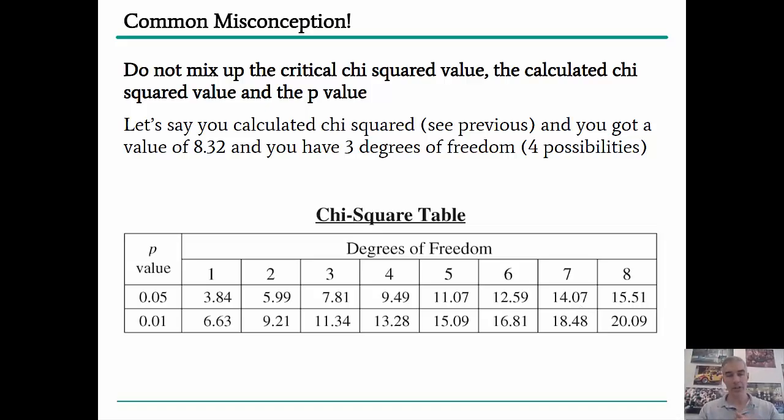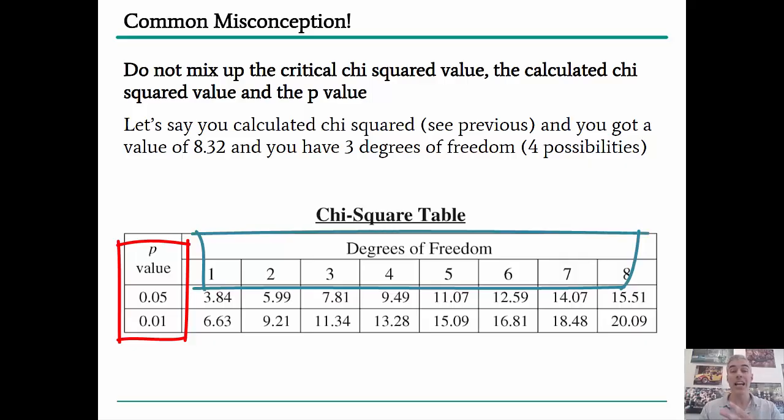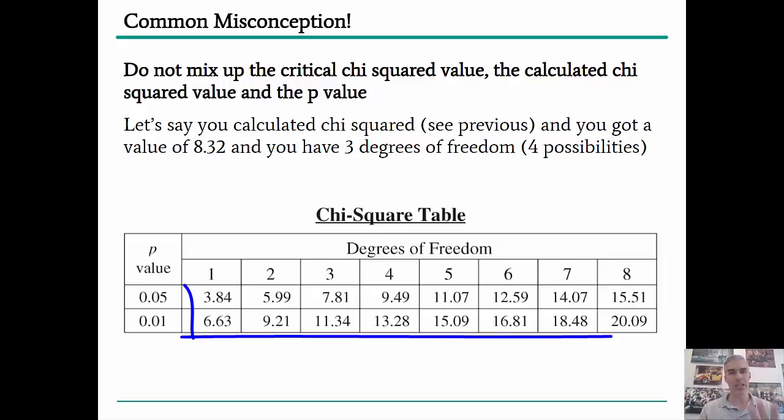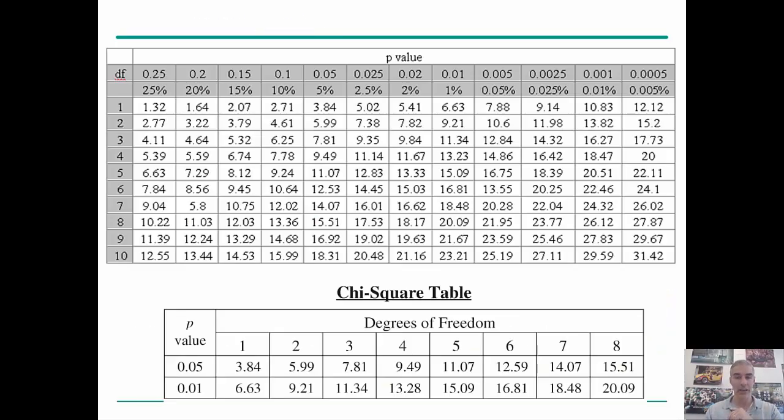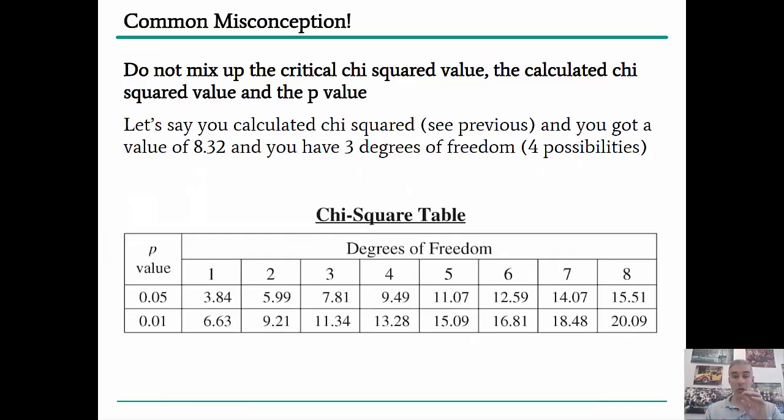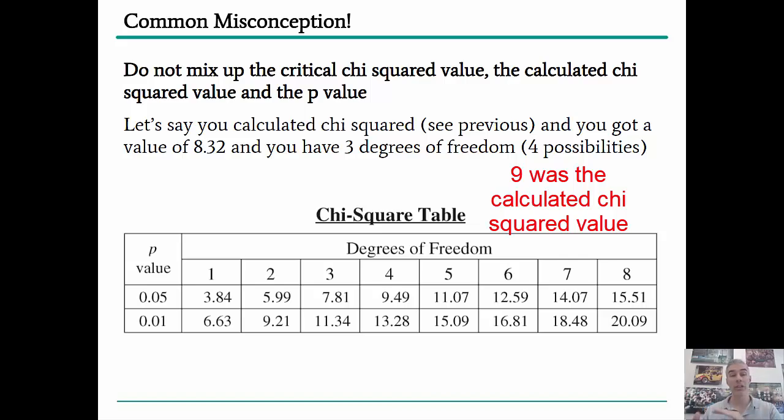All right, so a common misconception that you tend to see with chi-squared is not understanding the difference between a p-value, degrees of freedom, the chi-squared value you calculated, and the critical chi-squared value. Okay, so I'm going to talk about each thing. When you do the chi-squared statistic, you go through, you do all the math that I went through before, and you got 9 in this case. That value is your calculated chi-squared value, all right? We want to see if that calculated chi-squared value is greater than or less than the value on the chart at a specific number of degrees of freedom and a p-value of 0.05.